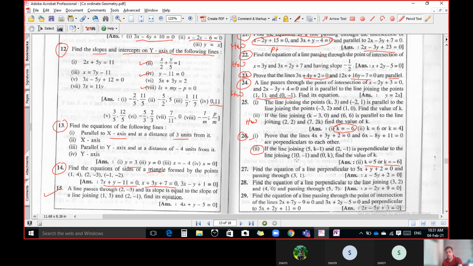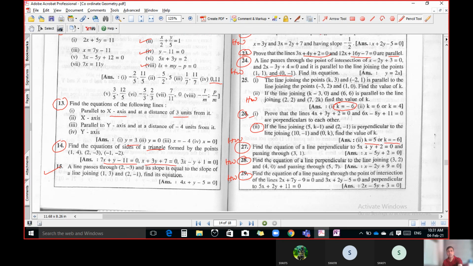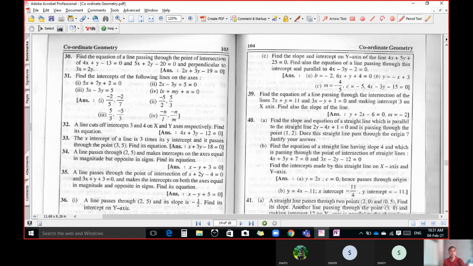Okay, try to find the answers for question numbers 27, 28, 29, 30. We will start with question number 31 in our next lecture.